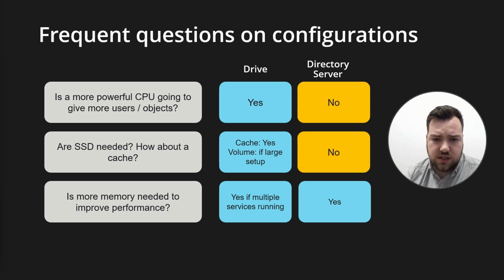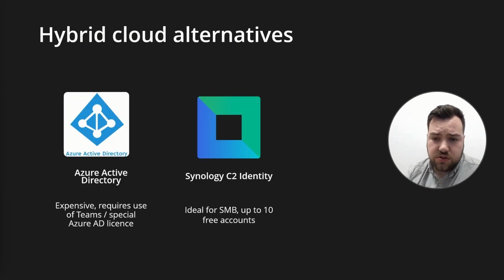But there are also some hybrid cloud alternatives. These may come in handy if you have a lot of workers remotely, allowing them to authenticate to the cloud rather than coming back to your local server via VPN. You have Azure Active Directory, which is expensive and requires use of Teams and a special Azure ID license. And you have Synology C2 Identity, which is more ideal for small medium businesses as you get up to 10 free accounts.